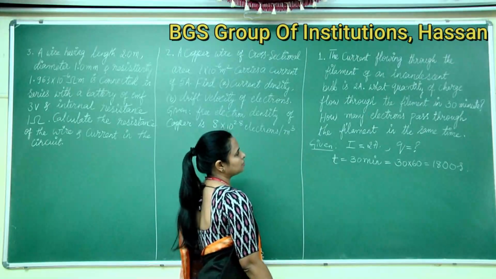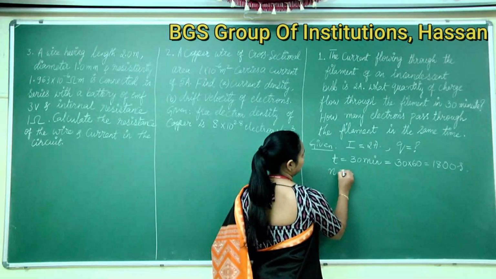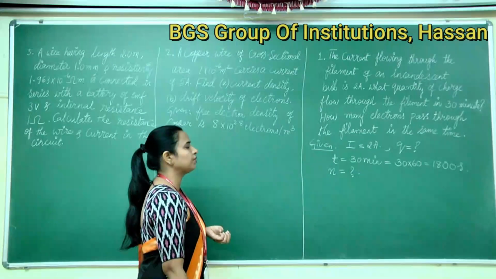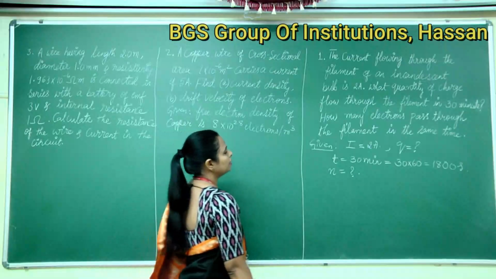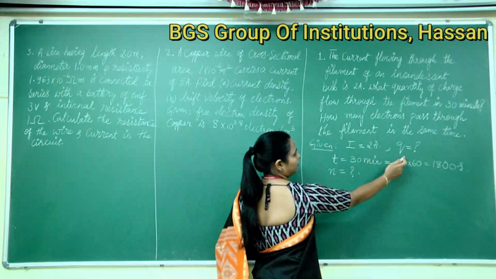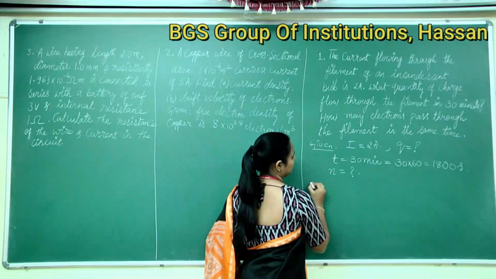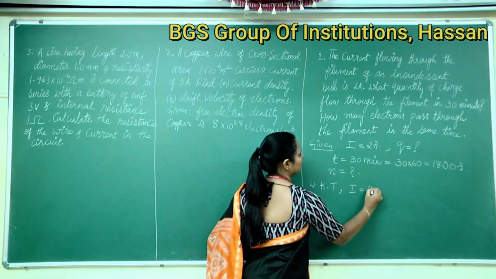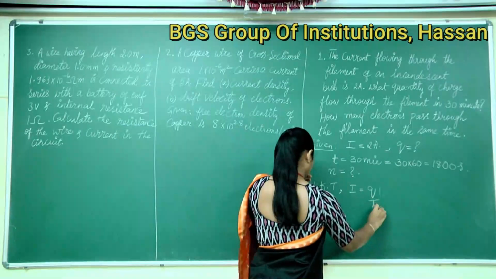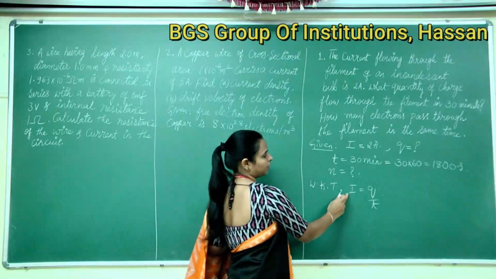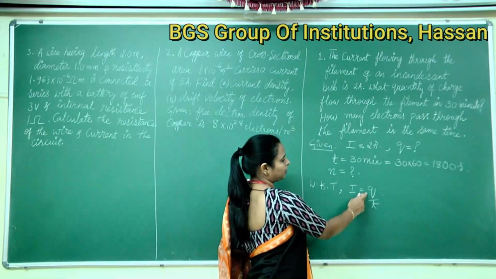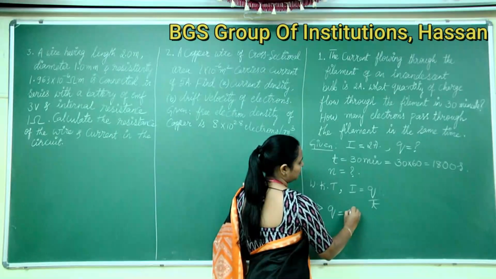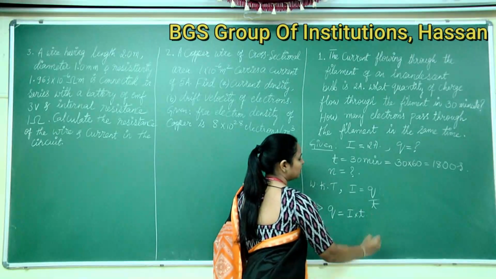How many electrons pass through the filament in the same time? So with the same time, how many electrons means the number of electrons, that is N, isn't it? Now we know the formula for current. I is equal to Q by T. Here we know I and T, and we have to calculate Q. So solve for Q. Q is equal to I into T.